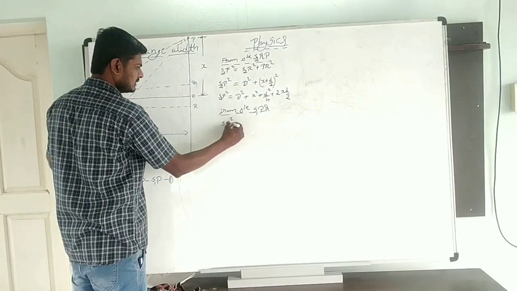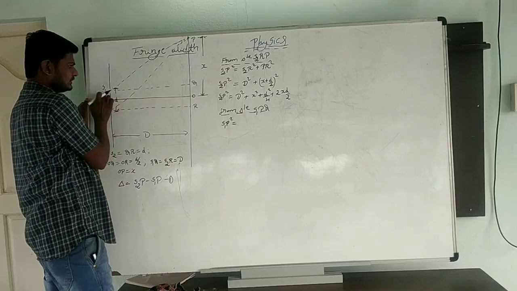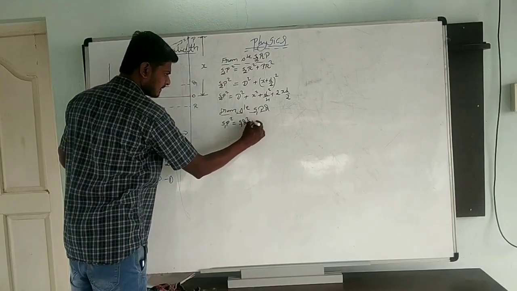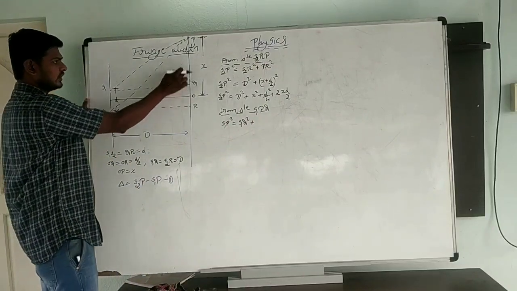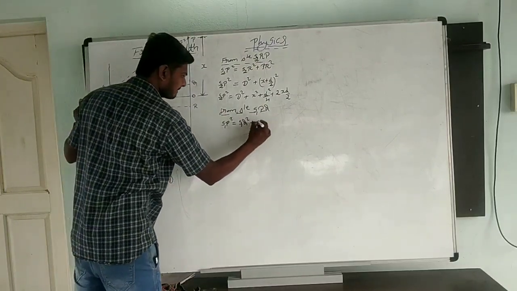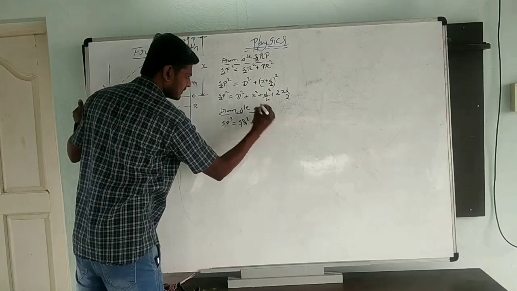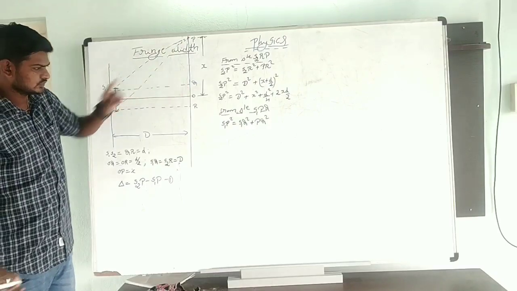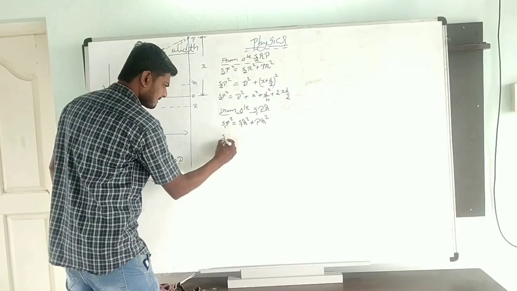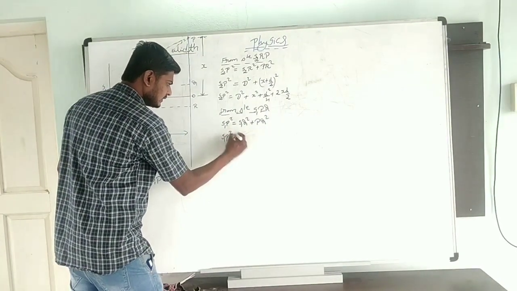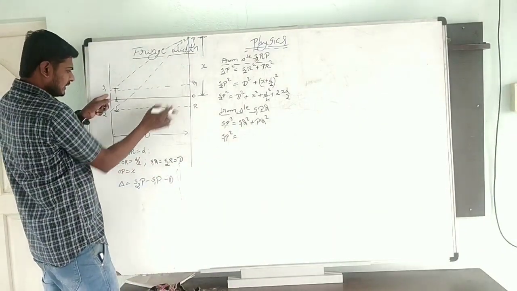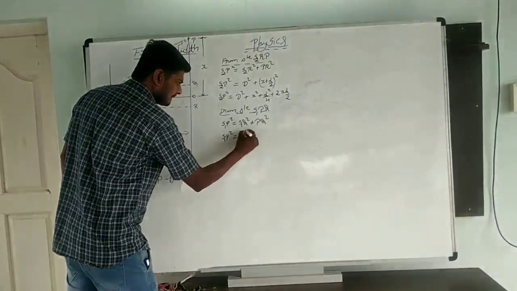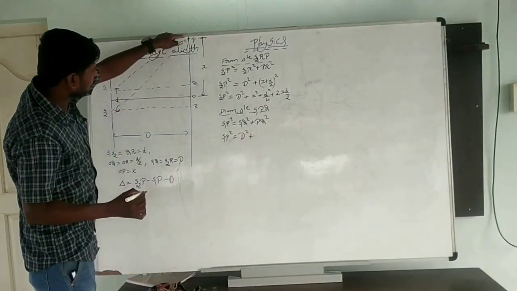In triangle S1PQ, S1P square is equal to S1Q square plus PQ square. S1Q is capital D, so S1Q square is capital D square. Now PQ.